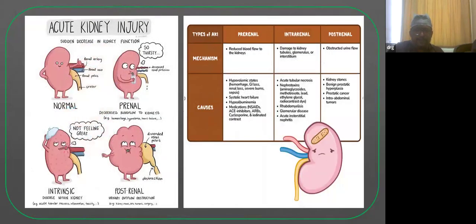Acute kidney injury can be classified as pre-renal, intra-renal, or post-renal depending upon the mechanism of injury. Pre-renal is usually due to reduced blood flow to the kidneys, which can be due to hypovolemic states like hemorrhage, GI loss, systolic heart failure, hypoalbuminemia, or medications which are nephrotoxic. Intra-renal is damage to the kidneys, tubules, glomerulus, or interstitium. And post-renal is where urine is produced adequately, but there is obstruction to the outflow.